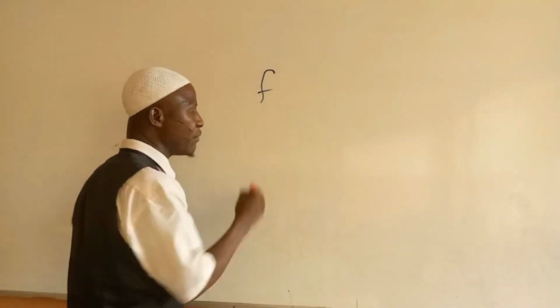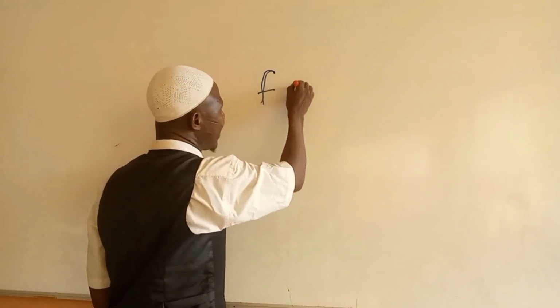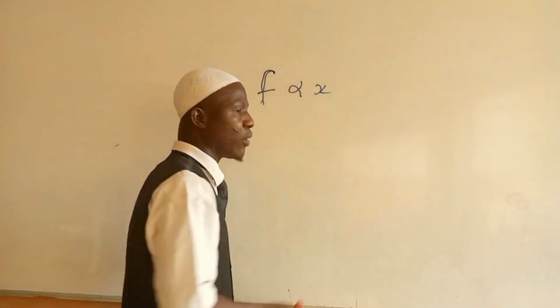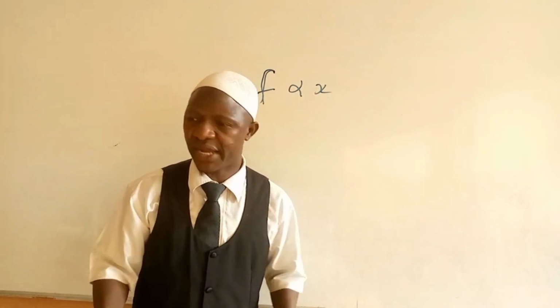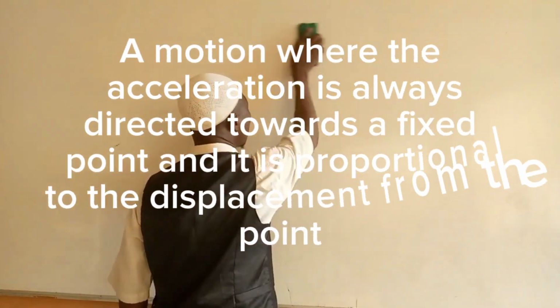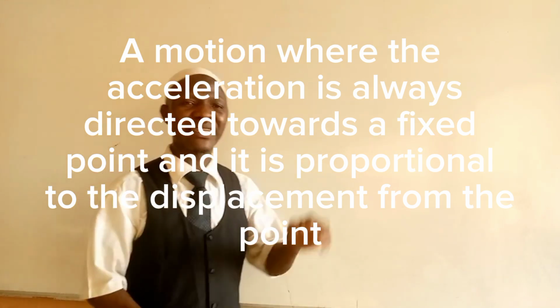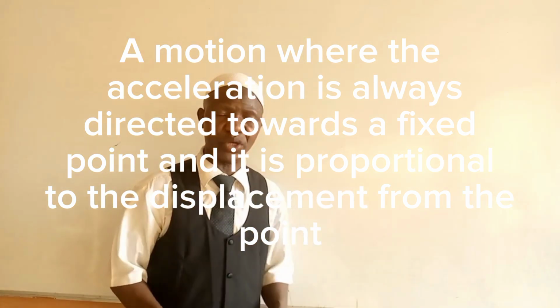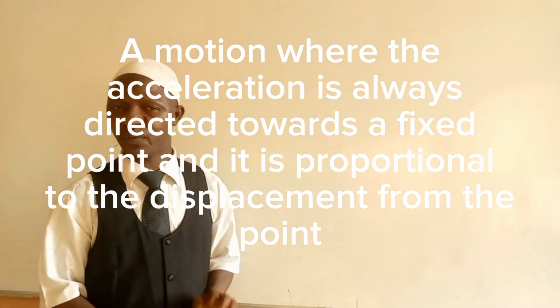The force, we are going to make use of it later. The force F will vary directly with the displacement from the equilibrium position. In this case, we are going to define simple harmonic motion as the kind of motion in which the acceleration is directed towards a fixed point and is proportional to the displacement from that fixed point.